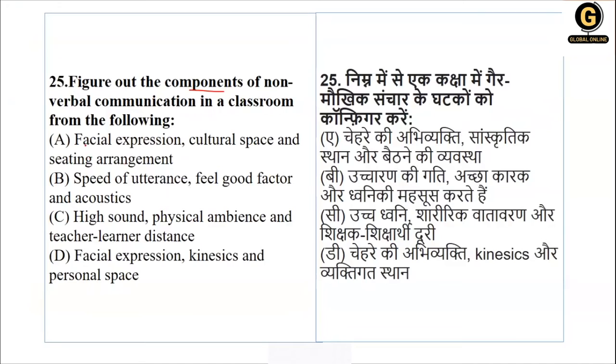तो अभी अगर आप देख रहे हो facial expression, cultural space, sitting arrangement does not text non-verbal, तो ये नहीं होगा. Speed of utterance, feel good factor, acoustics. Now this does not show utterance यानी बोलना, so this does not show any non-verbal communication clue. High sound, physical ambience, and teacher learner distance. It does not show any type of non-verbal communication. So facial expressions, okay, kinesics, that is distance, and the personal space show you what the components of non-verbal communication are.